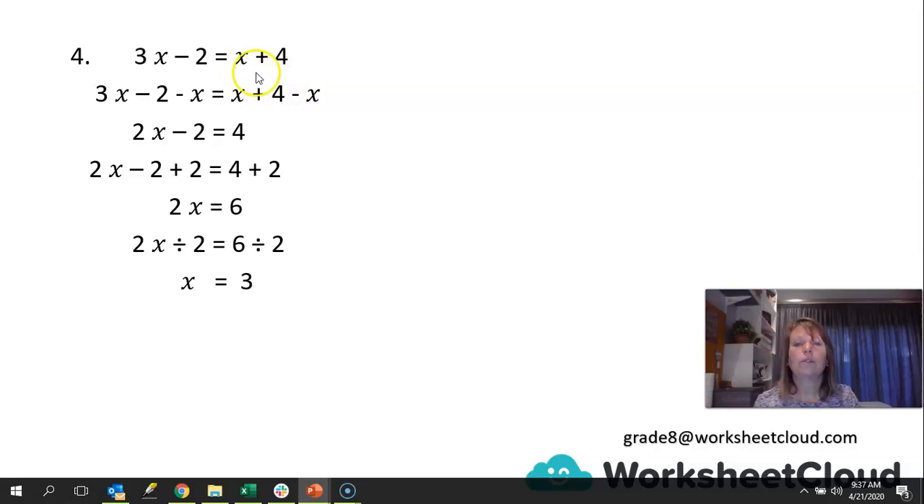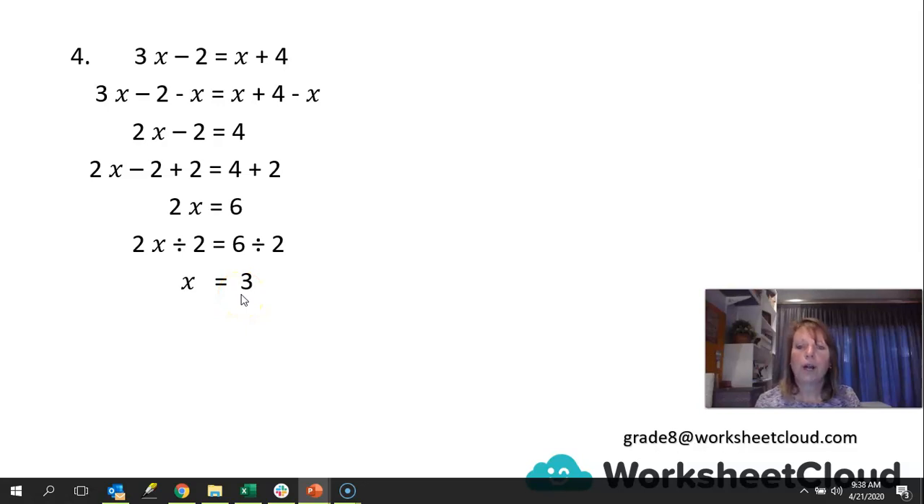3x minus 2 is equal to x plus 4. 3x minus 2 minus x, we're going to take that x away from here. So there we've minused it, and we've minused it here. Keep the scale balanced, remember. We end up with 4 on the right hand side and 2x minus 2 on the left hand side. So now we've got to get rid of this 2. We're going to add it to the left hand side and add it to the right hand side. We're going to end up with 2x is equal to 6. We want x on its own. So if we've got 2x, we've got to divide it by 2 and divide the right hand side by 2, x is equal to 3.